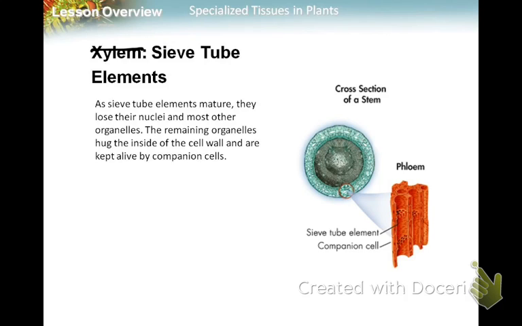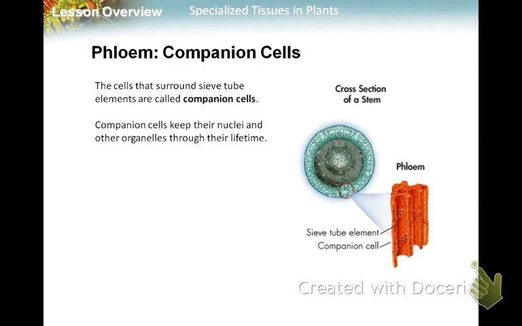The remaining organelles, after they lose their nuclei and they mature, are kind of smashed up against the cell wall and kept alive by companion cells. So again, these are like pipes. They transport materials. We have the companion cells that help keep the sieve tube organelles alive.